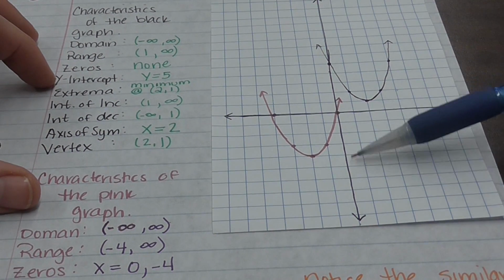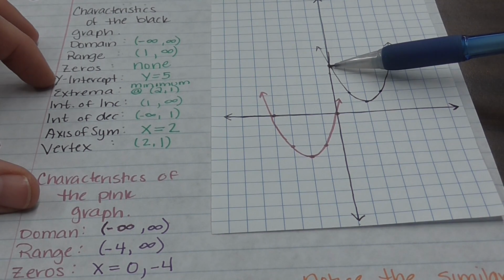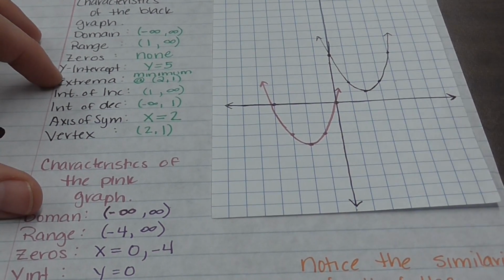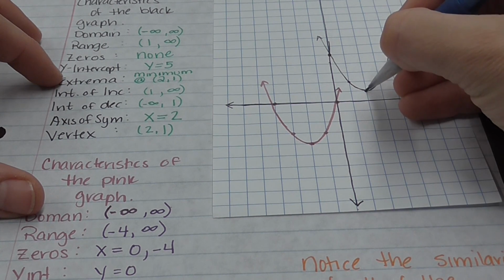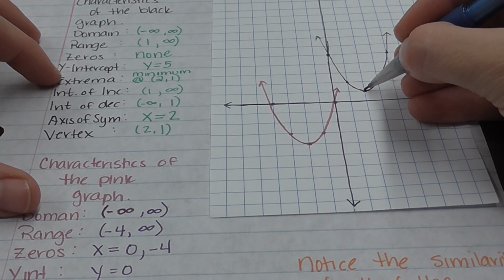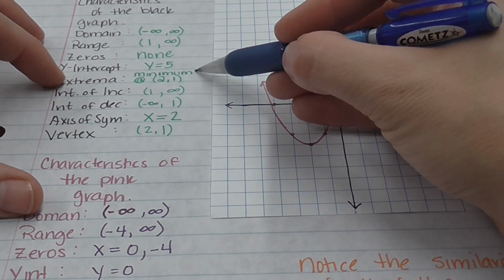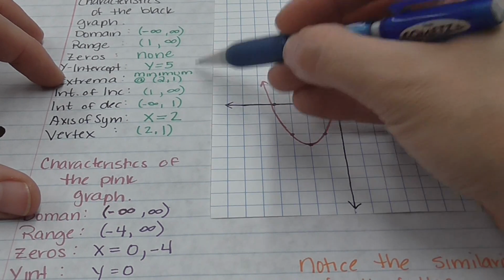The y-intercept is where I look at my y-axis and see where it touches, and it touches right here at positive 5. Your extrema is your valley. So this is a minimum value right here at this point on this graph, and it's at the point (2, 1). That is a minimum at (2, 1). You're going to need to make sure you identify what kind of extrema it is.